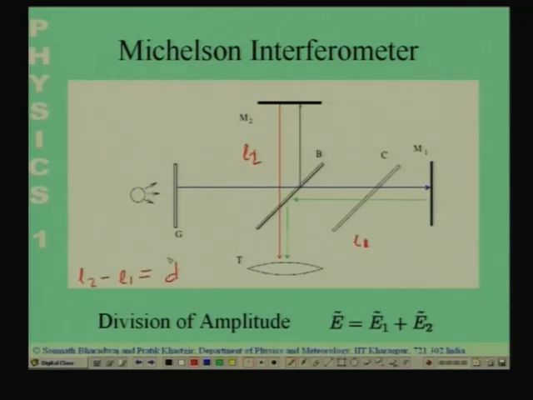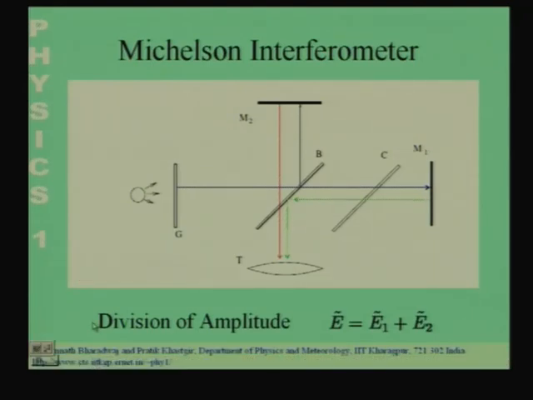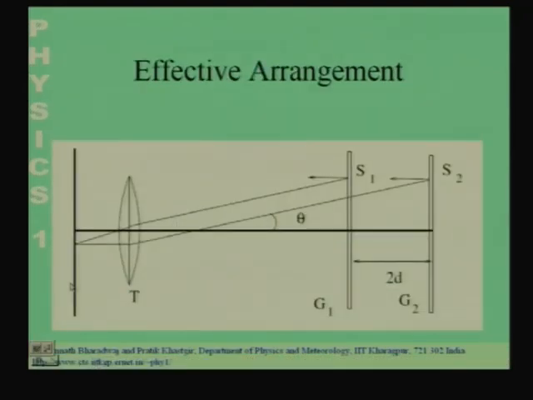So, the two images which are produced by this apparatus will be at a separation 2D. If D is the difference in the arm lengths, then the two images of the ground glass plate are going to be at a separation of 2D.